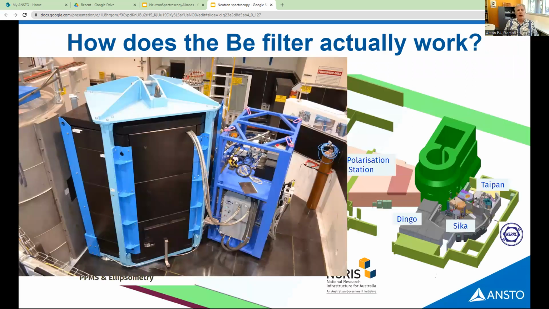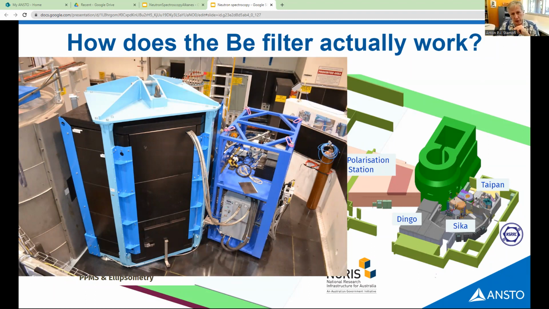Okay, so how does the Brilliant filter actually work? Well, if you haven't seen the Brilliant filter, this is it. It looks a bit like the TARDIS. This is in situ, in the Taipan area here, right next to the reactor. We have a very small conduit, sort of like a guide, into the monochromator drum, and from there onto the sample, and then it scatters from the sample into the spectrometer, into the analyzer itself.